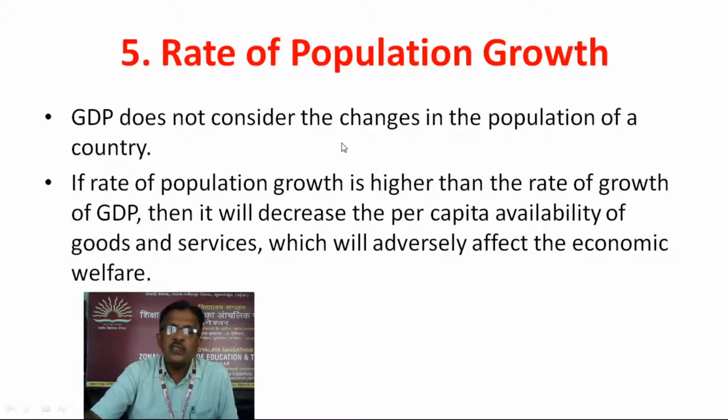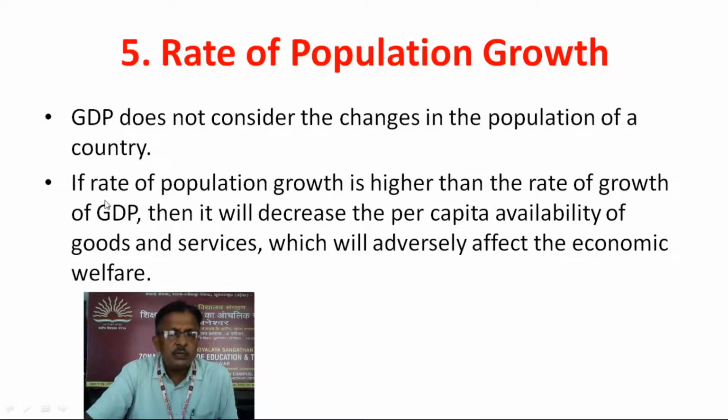GDP does not consider the changes in the population of a country. If the rate of population growth is higher than the rate of GDP growth, then it will decrease the per capita availability of goods and services, which will adversely affect the economic welfare. That means if the growth in population is higher than the gross domestic product, then fewer goods will be available to each individual.